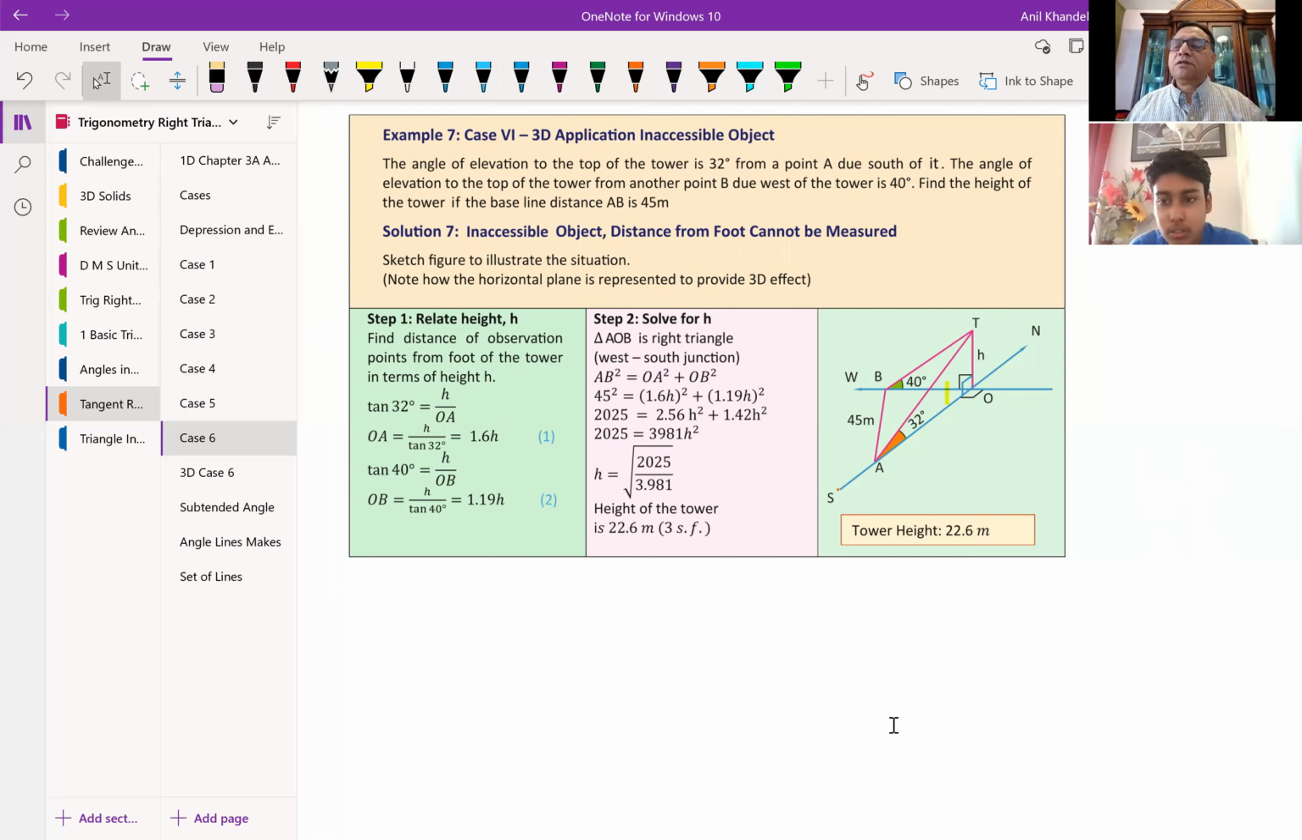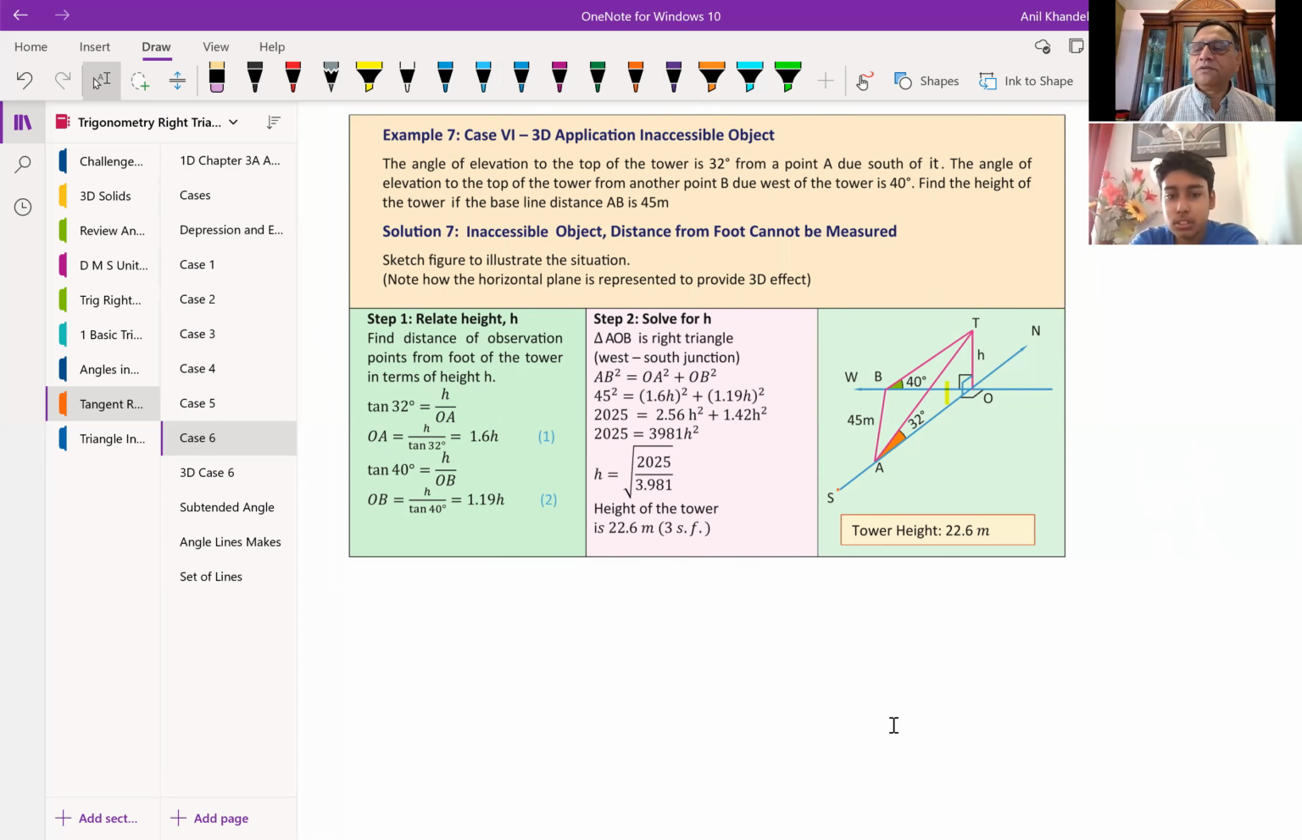When the archaeologist is working on this, what they do is they have a baseline to work with. And at the two ends of the baseline, they do the measurements of the angle of elevation. And that is the procedure. Is that clear to you? Yes, sir. It's a very practical example.